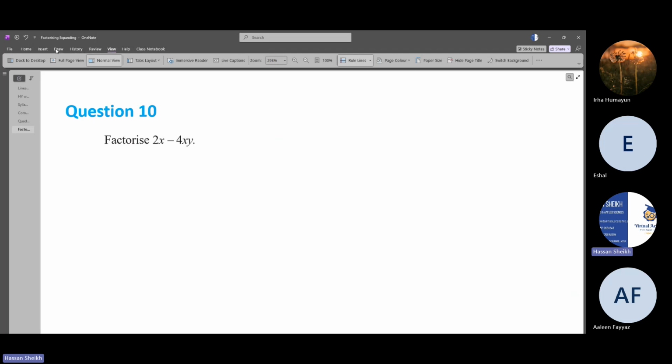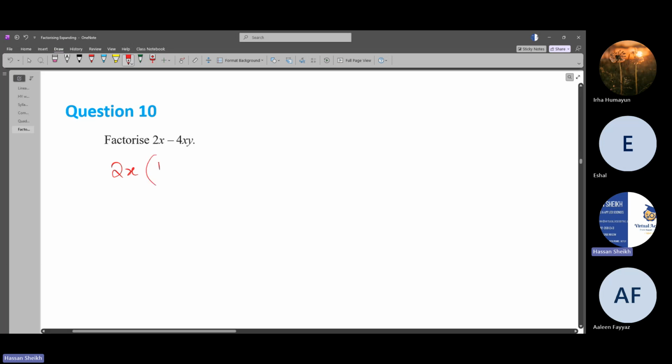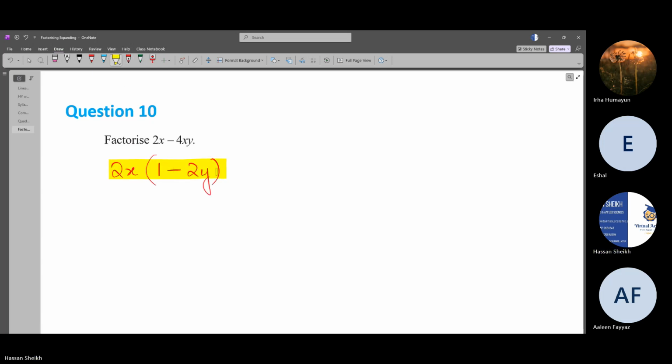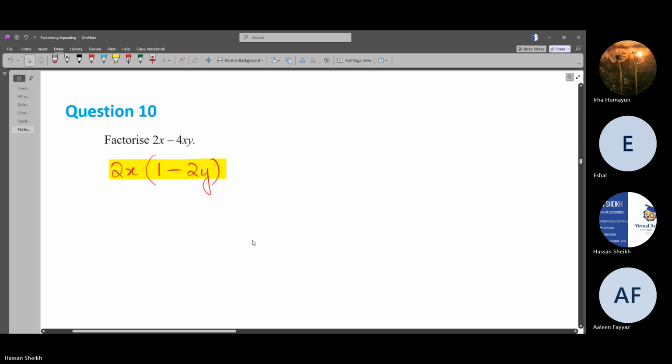So that was an easier one. No need to focus here, but okay, if we go with it, 2x is common between 2x and minus 4xy. Then in the bracket, when everything goes out, only the 1 is left in the bracket. And out of 4x, 2x goes out, so it's 2y that remains there. Girls, doubt? No, sir.